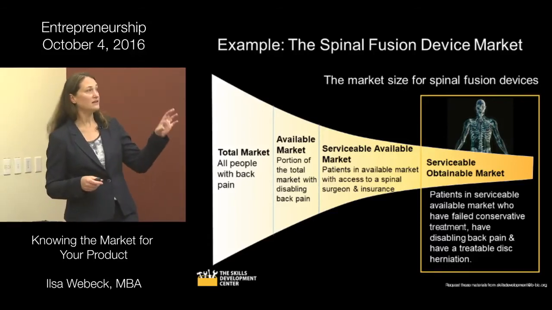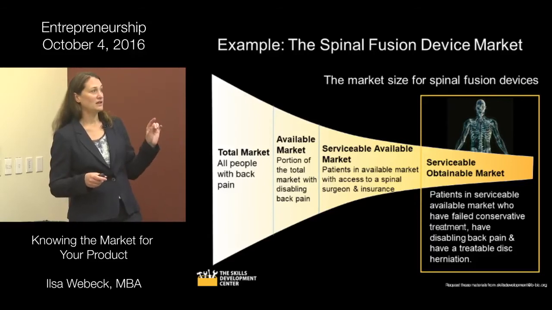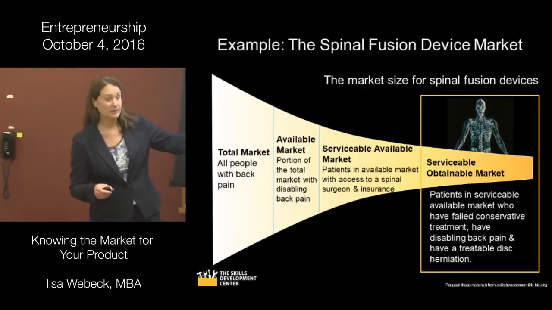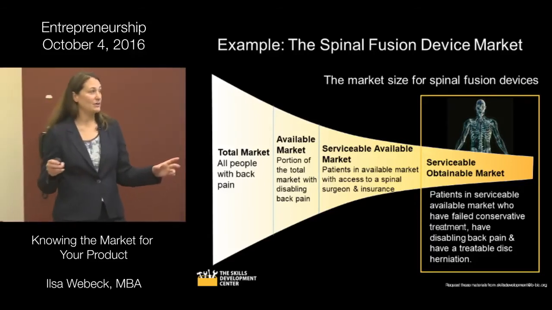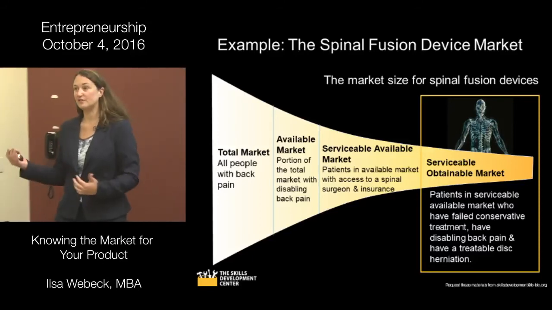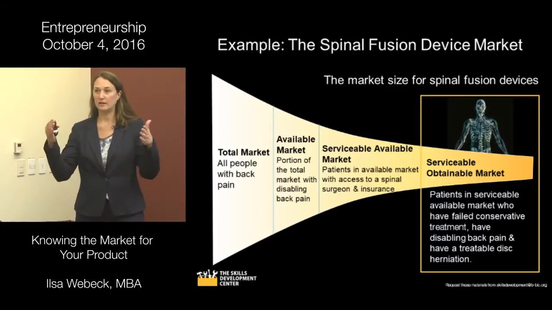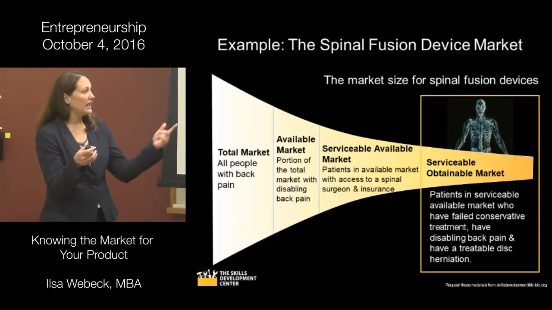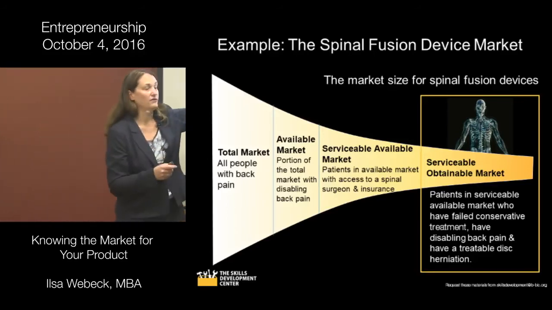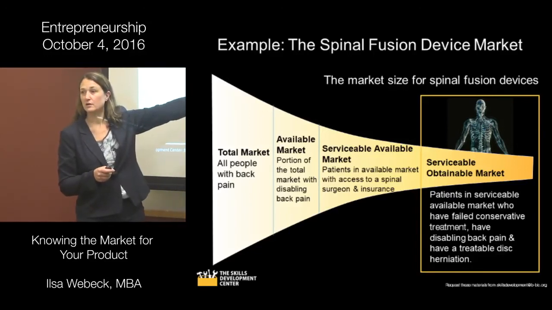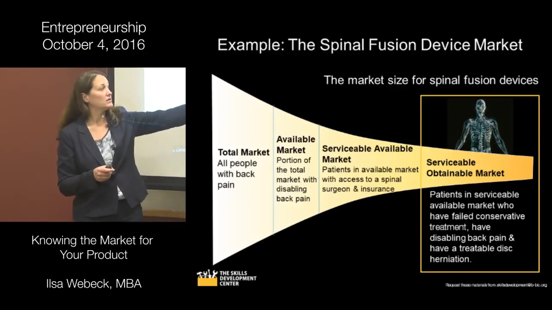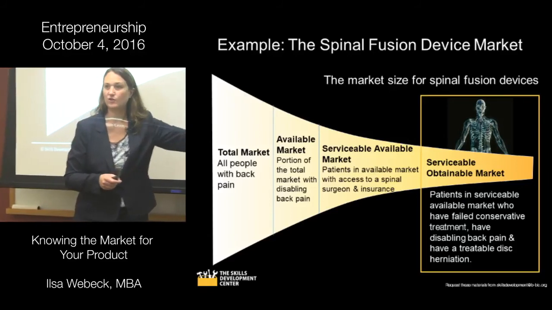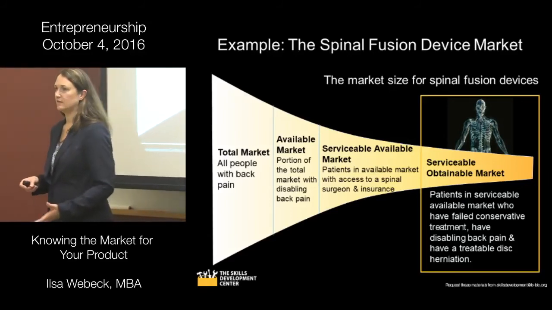which patients are in the serviceable available market? They've also failed conservative treatment. They have this disabling back pain. They have a treatable disc herniation. So you start to narrow in a little bit more on who those patients are, what's happened to them already, and are they able to get advice from this surgeon, who they can pay for, from their consultation, to be the person that sort of pops out the end as someone that actually needs a spinal fusion.